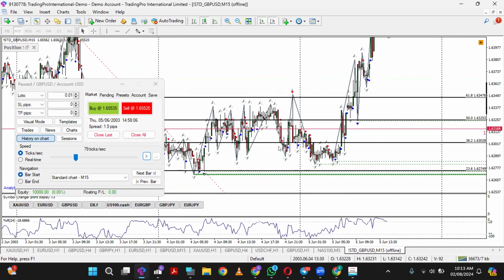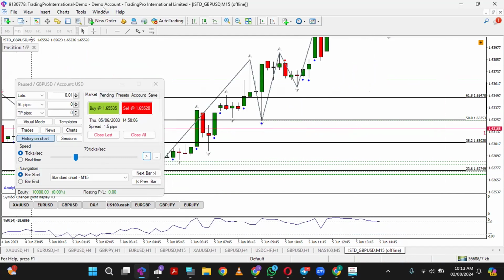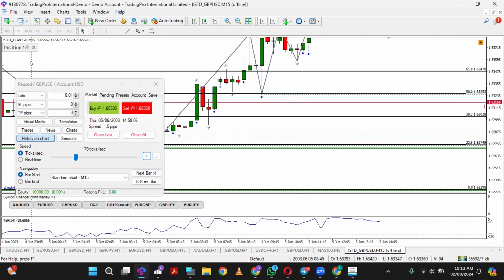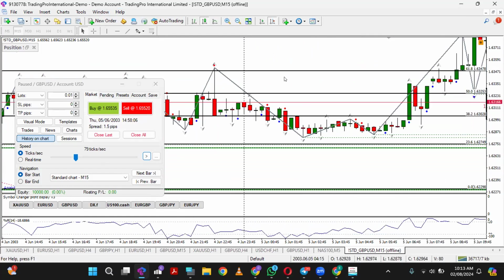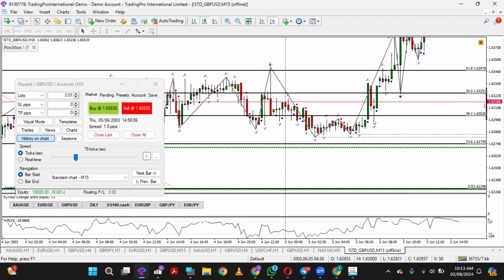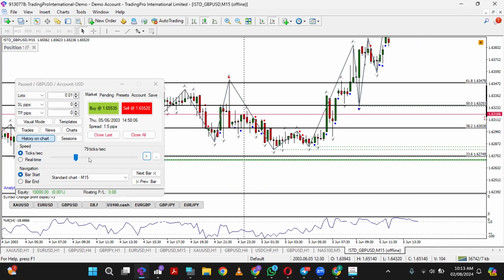Let's say somebody was looking at the break here. Do you see the break and retest? We have a break above this high, and we have this retest. You want to see how it played back. You could just move the bars back.